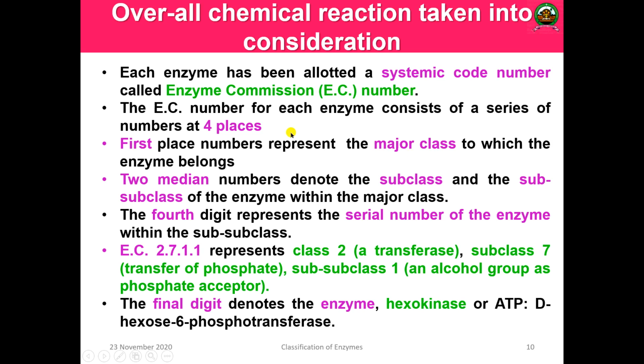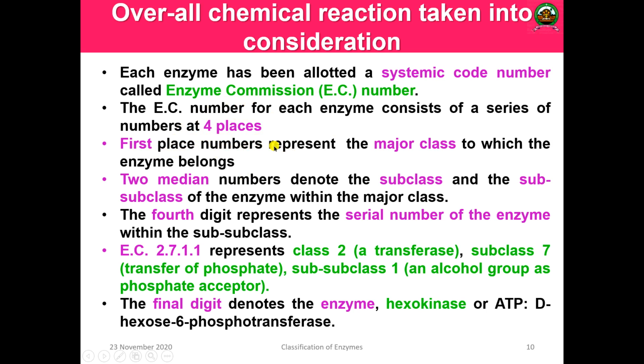Then each enzyme has been allotted a systematic code number called EC, or enzyme commission number. This is very important. According to IUB classification, each enzyme is represented by a set of numbers separated by dots, and that is known as the systematic code number, the enzyme commission number. Generally, the EC number for each enzyme consists of a series of numbers with 4 places. And what do the 4 places indicate?